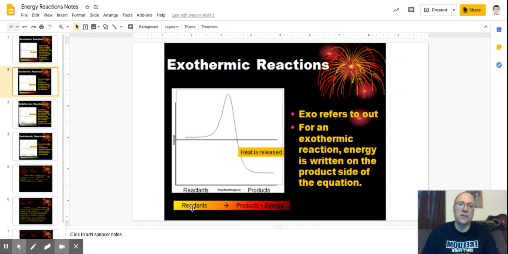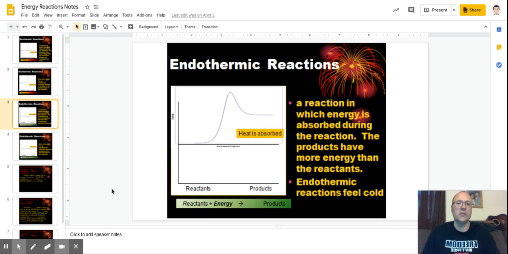So if you look down here at the very bottom, it says reactants, and it's got the arrow and it says products plus energy. And so we will write that energy so that the total amount of energy on the left is equal to the amount of energy on the right. And so the amount of energy of the reactants is equal to the amount of products plus that amount of energy that was released. The second type of energy reaction is an endothermic reaction.